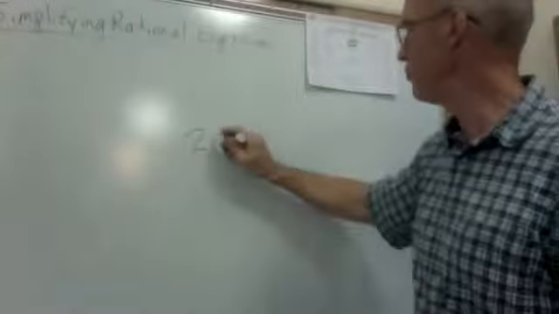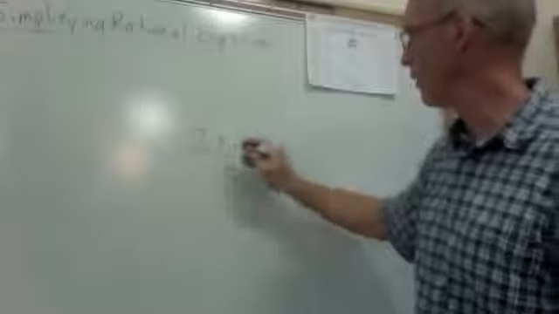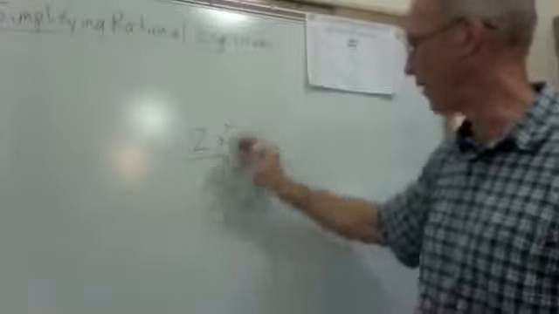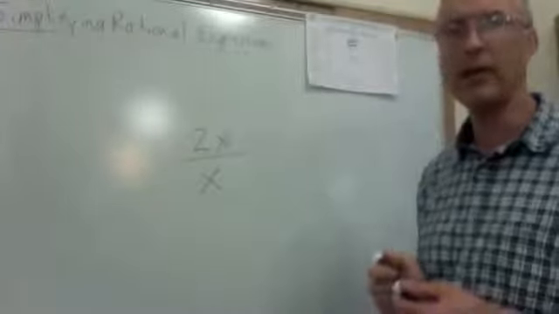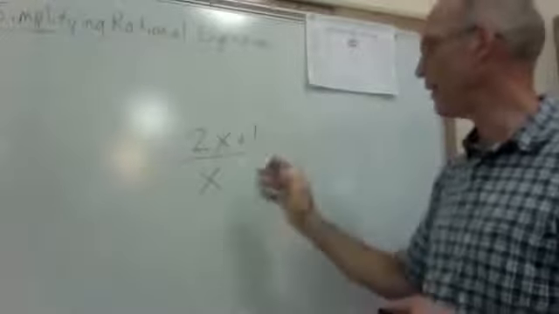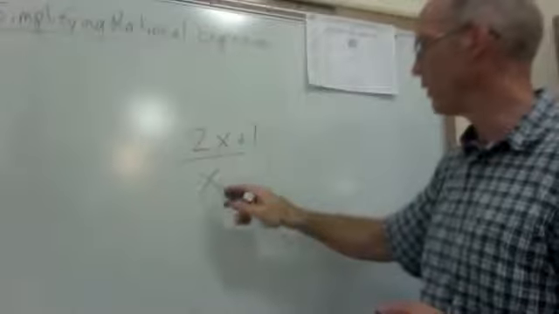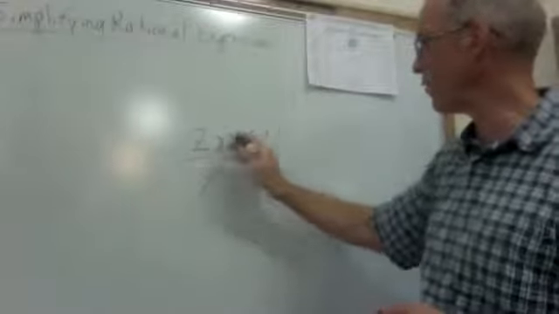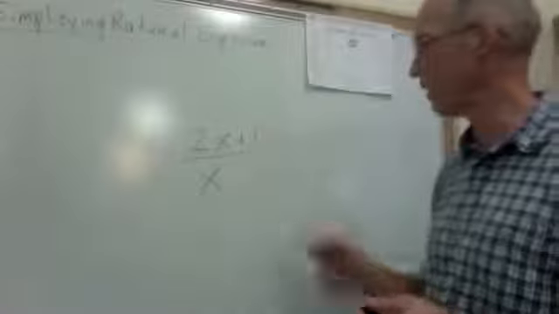What about 2x over x? Can you cancel that? Yes, of course you can. But see, if I add this in there now I can't do that anymore. Because x is a factor here, but it's not a factor here. It's just not going to work.